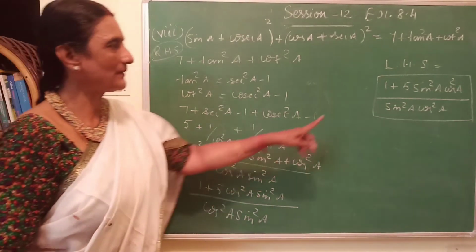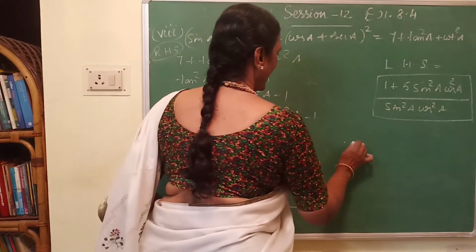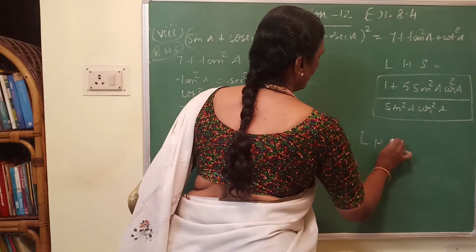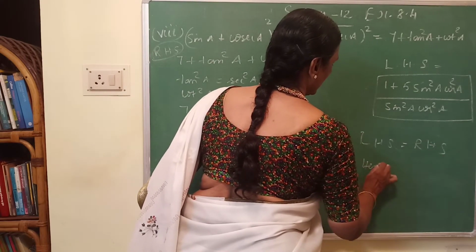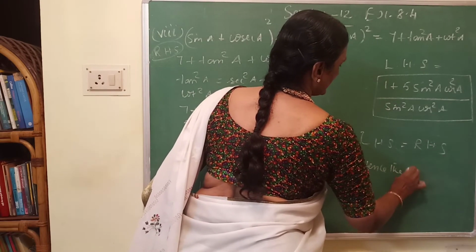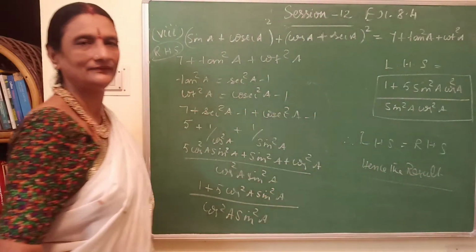Now compare both the terms. They are one and the same. Therefore, I can write this as LHS is equal to RHS. Hence the result. I can prove the result in this manner.